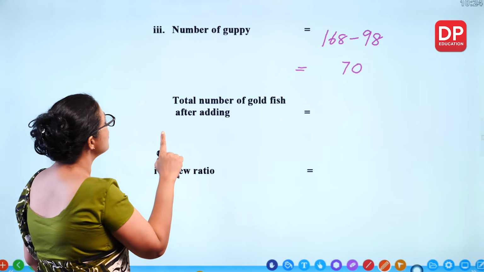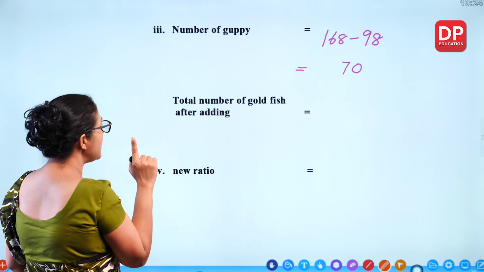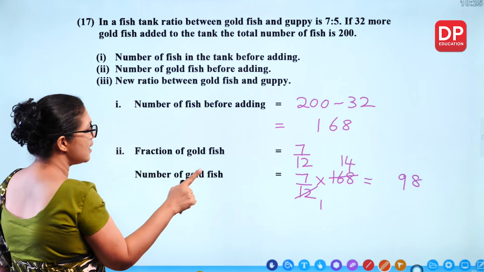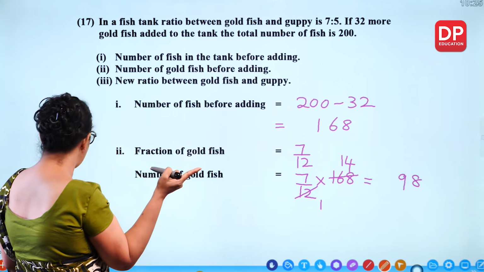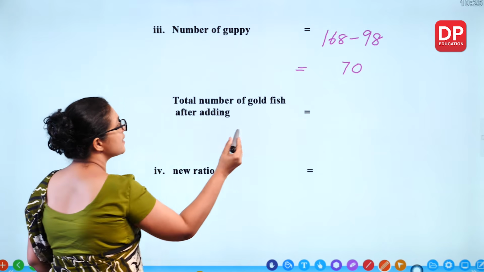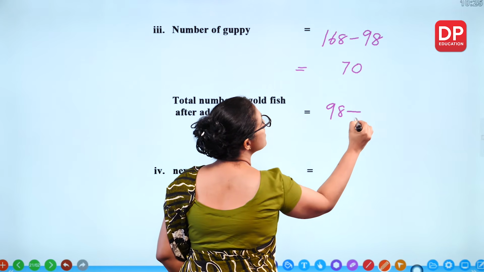That's the number of guppy. Total number of goldfish after adding: previously 98 and added 32, so 98 plus 32.